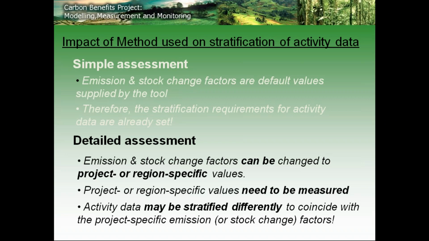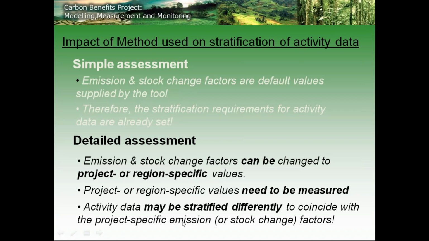So it says here, project or region-specific values need to be measured, but I would say, or they need to have been measured in the past. It's not always the case that you need to go into the field to take new measurements. It could be that you already have a soil organic carbon factor under a native forest type, which someone has from a PhD thesis that's been published or from a paper that's been published. And you can always use that. You don't always have to have a measurement campaign.